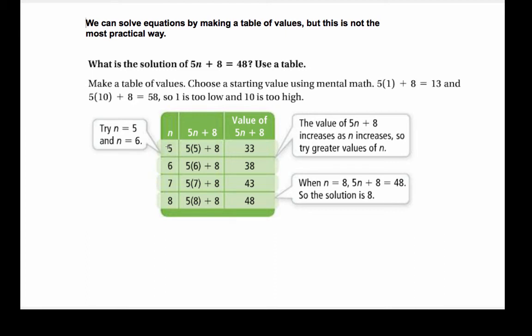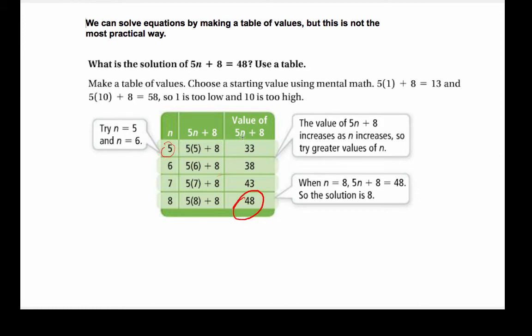So we'll start off with n equals 5. 5 times 5 is 25, plus 8 is 33. 6, use 6 for n. 5 times 6 is 30, 30 plus 8 is 38. We're getting there. If n is 7, 5 times 7 is 35. 35 plus 8 is 43. We're getting close to 48. If n is 8, 5 times 8 is 40, plus 8 is 48. There we go. We have the value that we're looking for.